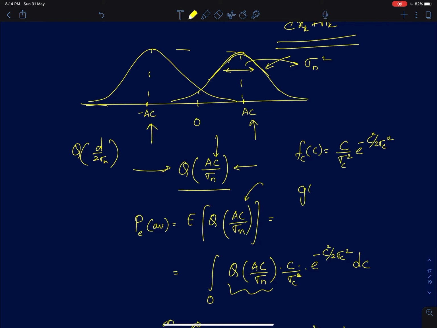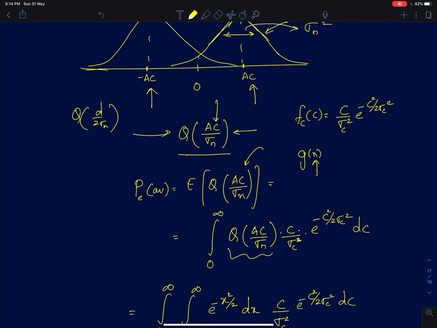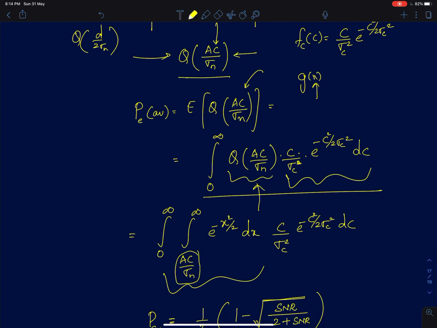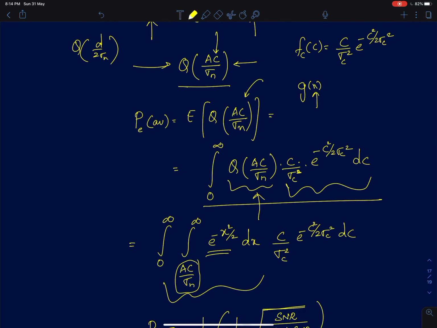If I have a function g of x where x is a random variable, the mean value of the function is simply given by this. You will take the value multiplied by the probability density function and integrate it from 0 to infinity. Now we know the function Q of x can also be expressed as the integral from x to infinity of e power minus x square by 2 dx. So expand this again. This is a very standard problem. How to integrate this? You get a double integral here.